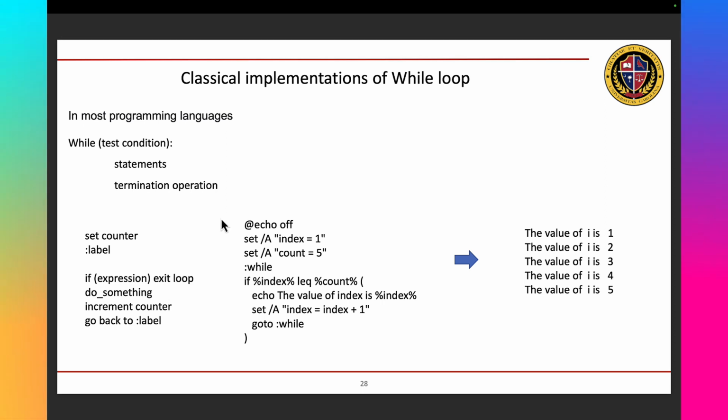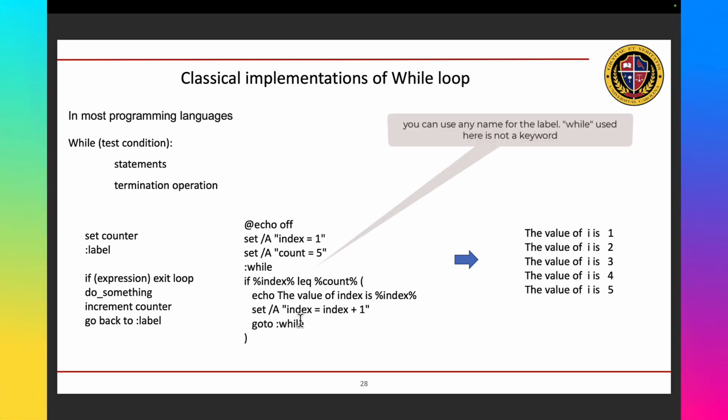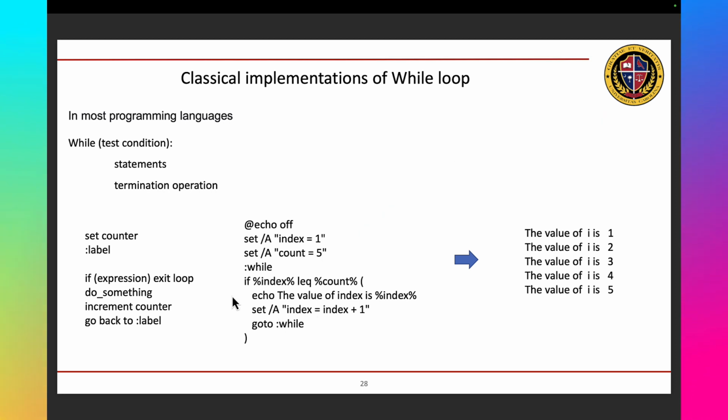Let's look at an example of a code snippet. So here we set the index to 1, set count to 5. And then this is the label that we will go to whenever the condition is not met. So if index is less than or equal to count, then we perform this operation. This is the update operation, which helps us to have an increase in the index value. Now we go back to the while again.